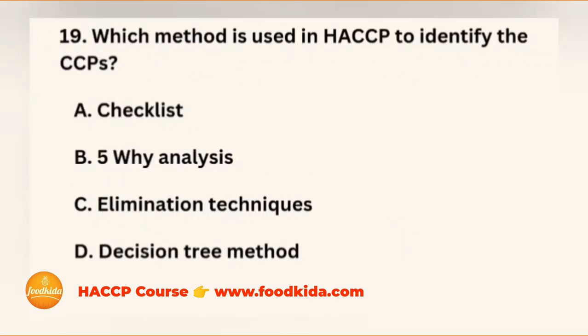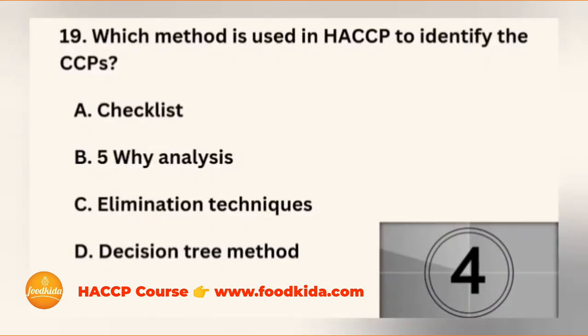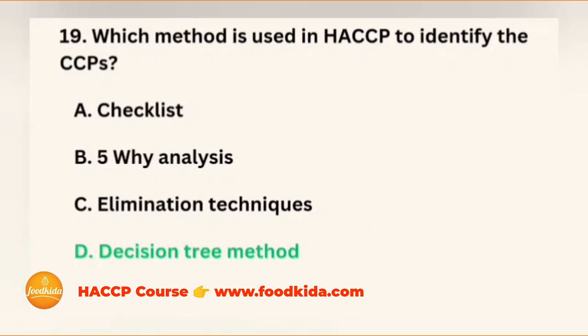Which method is used in HACCP to identify the CCPs? Option A, checklist. Option B, 5-why analysis. Option C, elimination techniques. Or option D, decision tree method. And the correct option is option D, decision tree method.